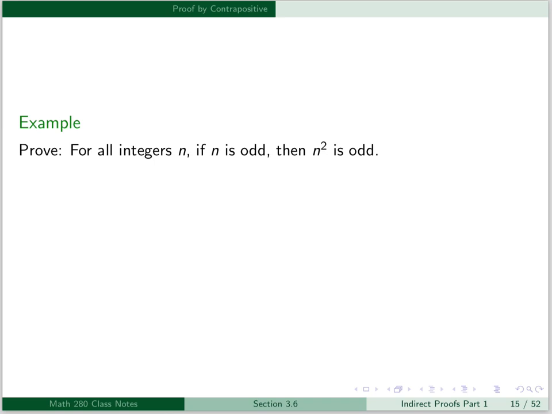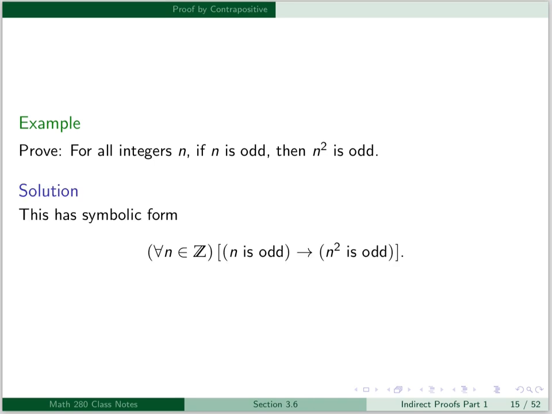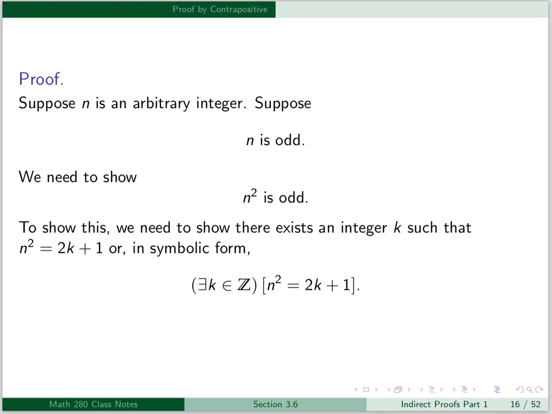So we want to prove for all integers n, if n is odd, then n squared is odd. This has symbolic form for all n in Z, n is odd implies n squared is odd. We use a proof by arbitrary element, so we start by specifying our variables. So we suppose n is an arbitrary integer. We suppose our hypothesis, n is odd. We then need to show our conclusion, n squared is odd.